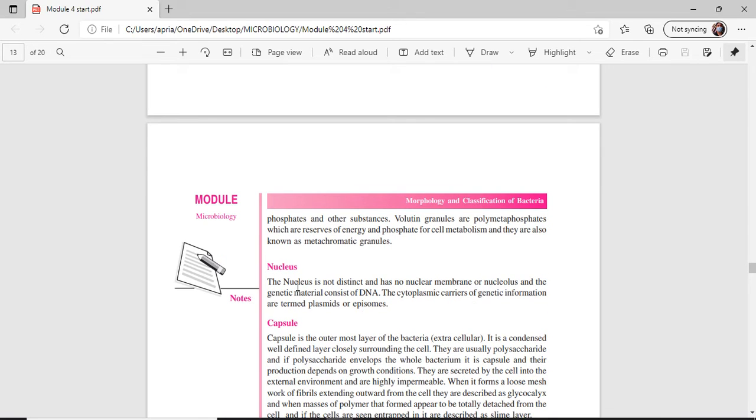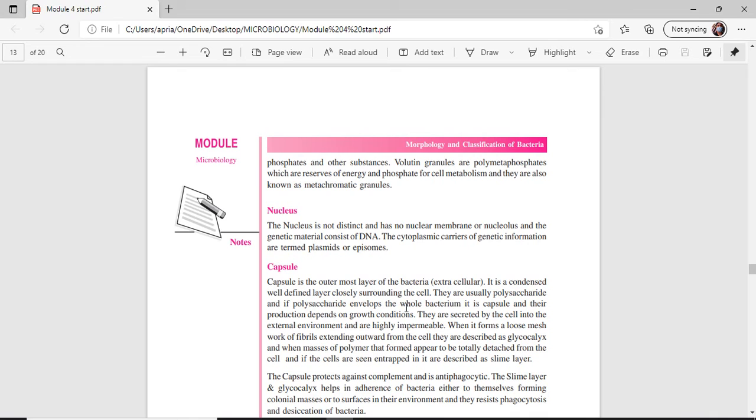Then for your nucleus naman niya, okay, the nucleus is not distinct and has no nuclear membrane or nucleolus, okay, and the genetic material consists of DNA. The cytoplasmic carriers of genetic information are termed plasmids or episomes.